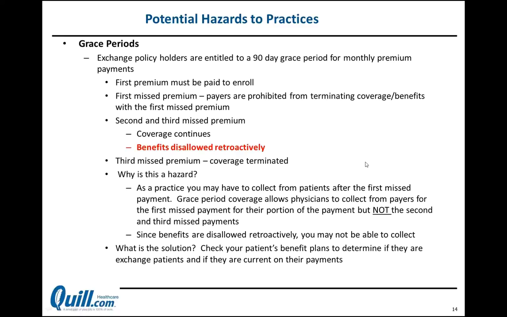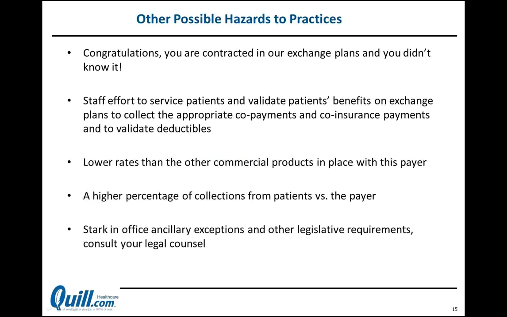So this is the number one thing to look out for, and the antidote to it is to not only check your patient benefit plans, but determine if they are current on their payments. And you have to go through that effort upfront each time you're seeing an exchange patient, because potentially this scenario can bite you and you don't become aware of it until later. And most payers actually, and you'll see in the survey, have indicated that they will cooperate and let you know if a patient is delinquent relative to grace periods.